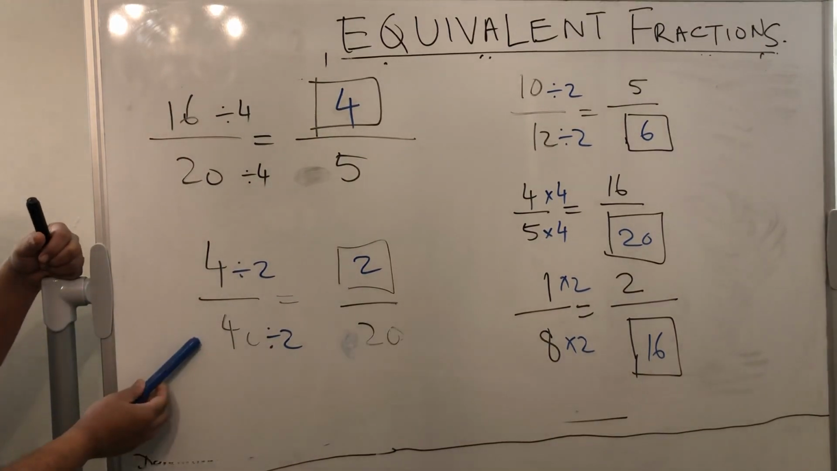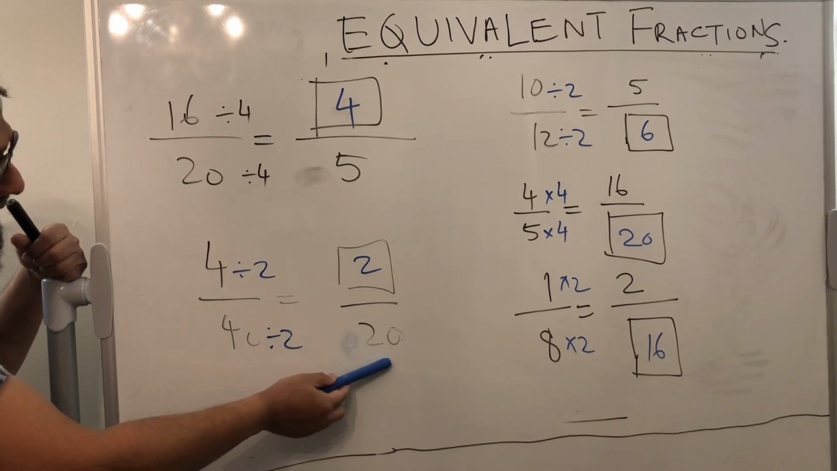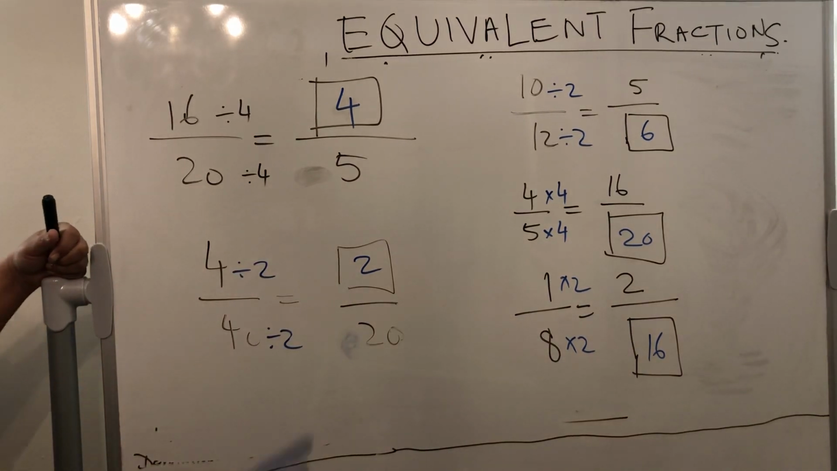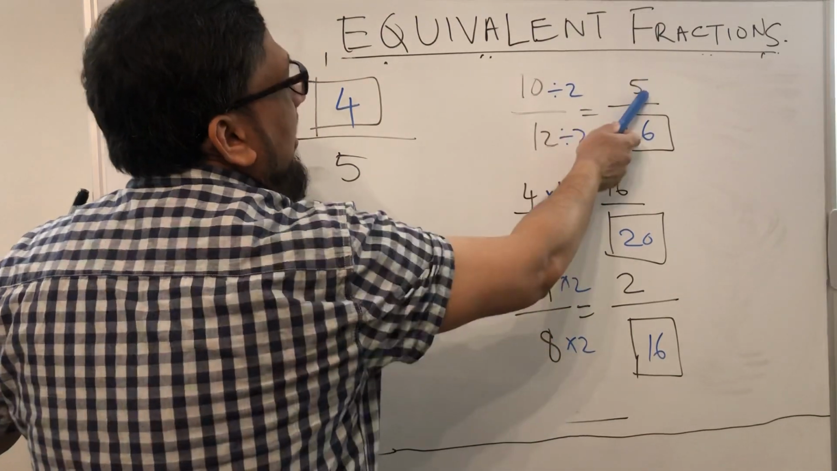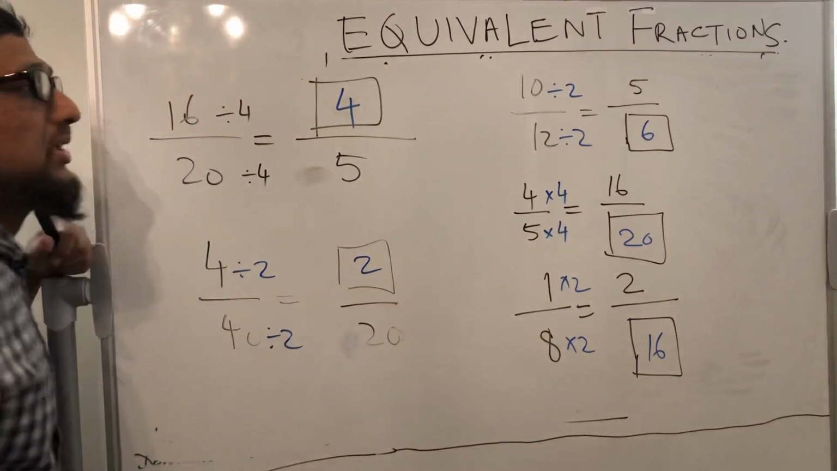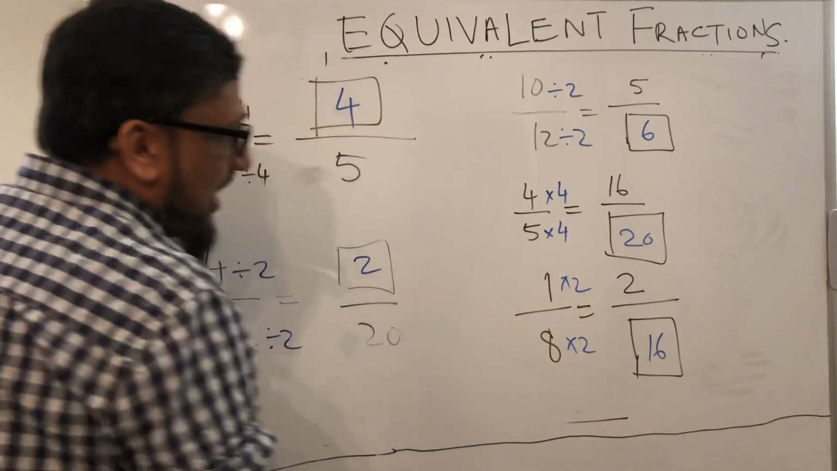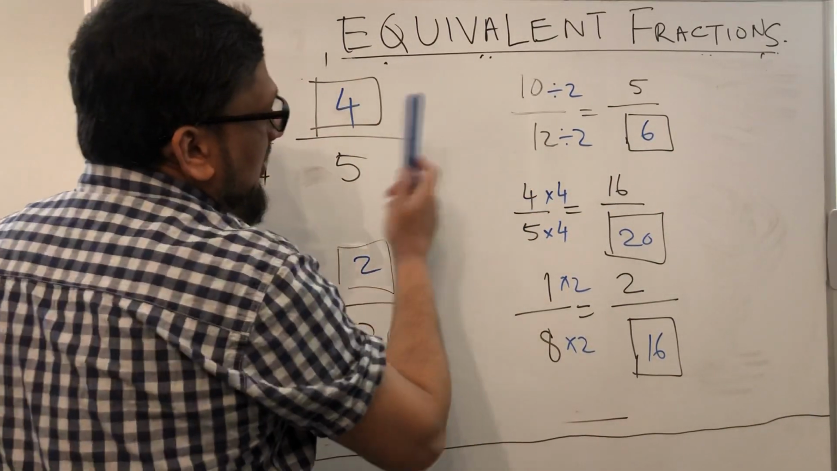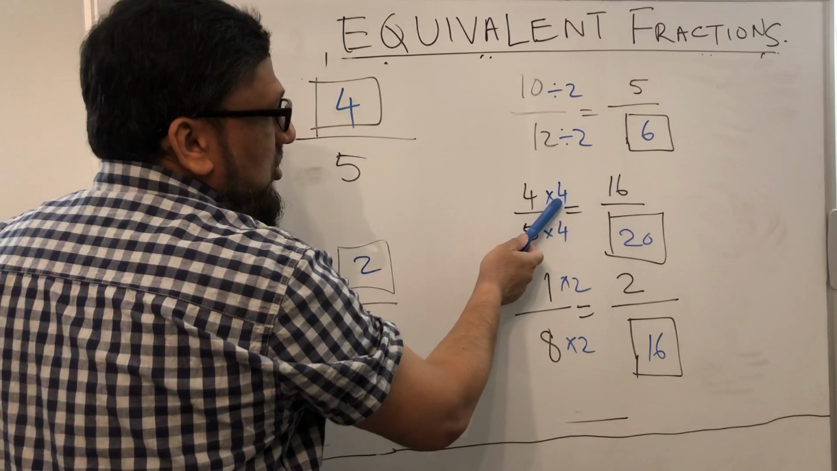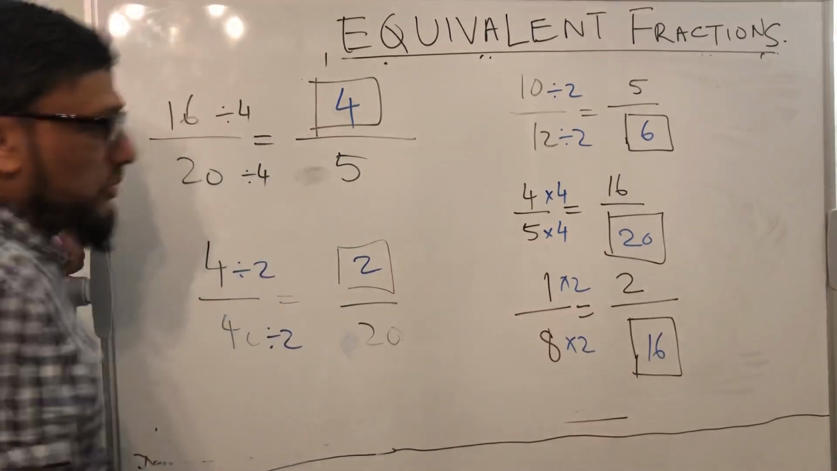And the second example, look at here. 40 divided by 2, you get the answer 20. The same, you need to divide by 2 on the top, which gives the answer 2. In the third example, here is 10, here is 5, so it means you divide by 2 to get the answer 5. Same as you need to divide the denominator, which is 12 divided by 2, you get the answer 6. And in the fourth example, which is very easy, 4 times 4, you get 16. So you need to times the bottom as well with the same number, which is 4. So 5 times 4, you will get the answer 20.